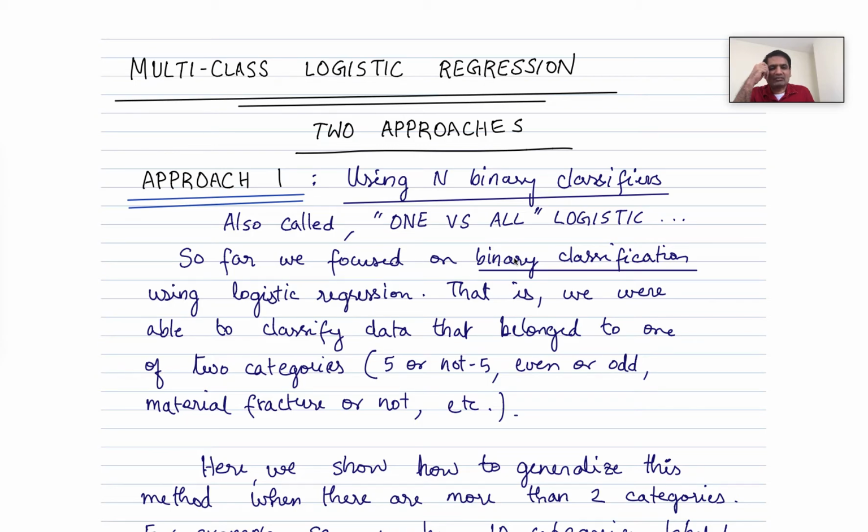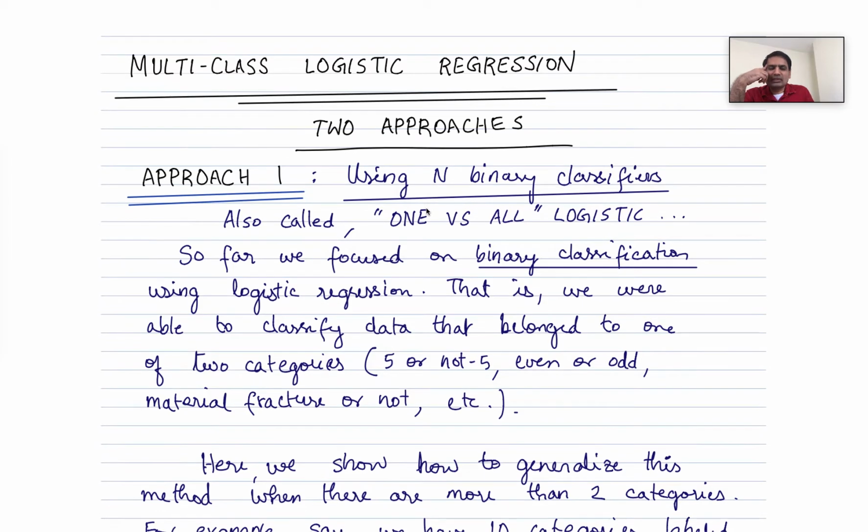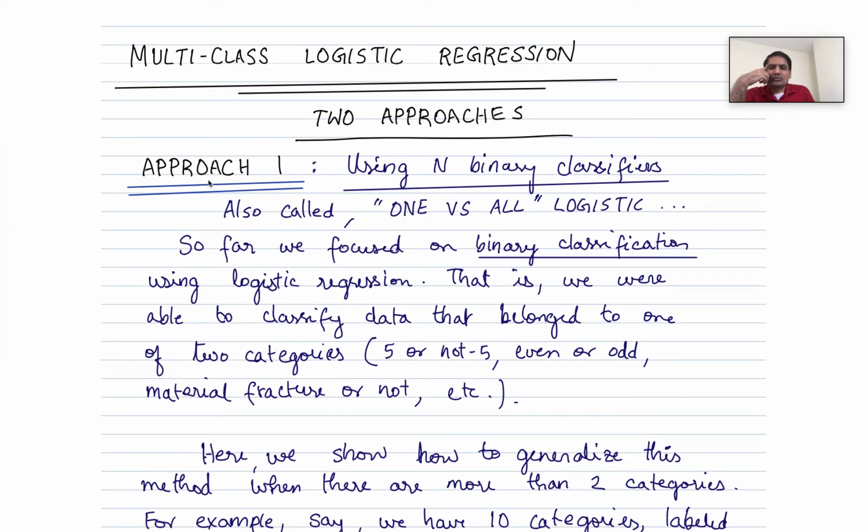Again, binary classification. But in general, we would like to do multi-class classification, essentially distinguishing some data point from among m different classes, or n different classes. How do you do that? Approach number one, perhaps the simplest thing that one might think of, is using n binary classifiers, as many classifiers as there are classes.